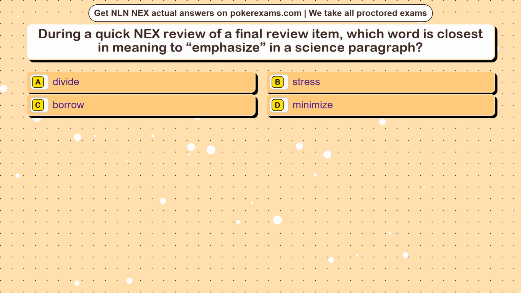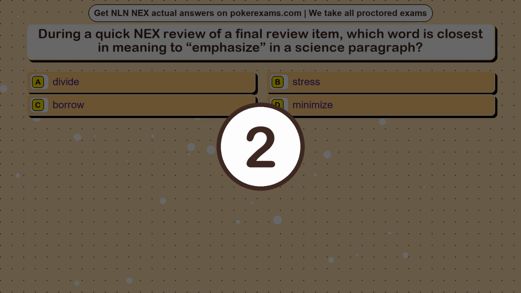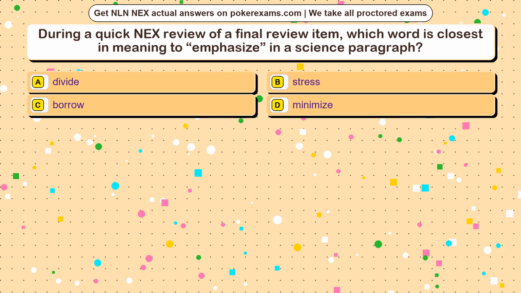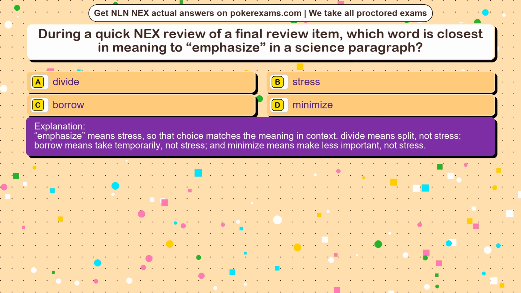Question 2. During a quick NEX review of a final review item, which word is closest in meaning to emphasize in a science paragraph? Option A, divide. Option B, stress. Option C, borrow. Option D, minimize. The correct answer is option B. Emphasize means stress, so that choice matches the meaning in context. Divide means split, not stress. Borrow means take temporarily, not stress. And minimize means make less important, not stress.